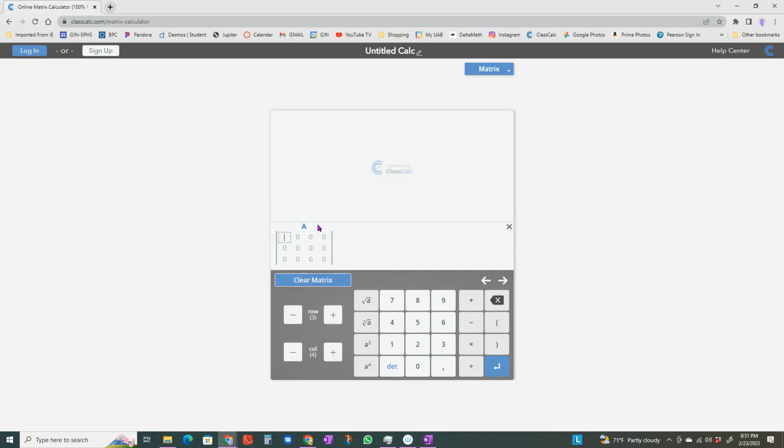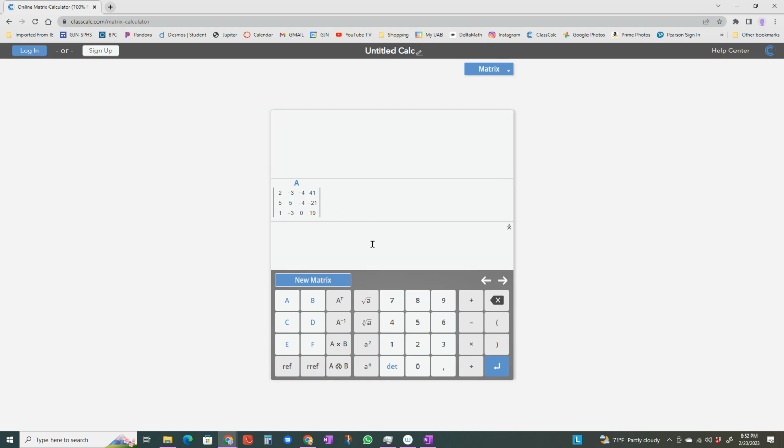Okay, so we aren't going to be able to see that vertical bar down here, but we're going to put all of our coefficients on the left and our constants on the right. So we have 2, negative 3, negative 4, and 41. And if you just hit the tab button, it just goes over: 5, negative 4, and negative 21, and then 1, negative 3. There is no Z, and 19. If you hit enter, it just displays A.